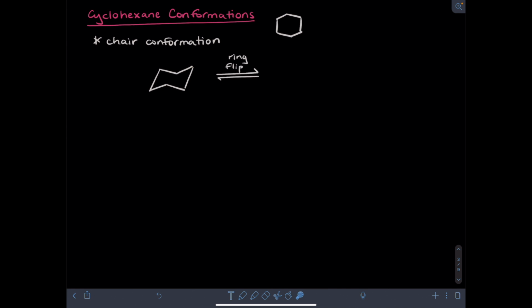Cyclohexane can undergo what's known as a ring flip, and this converts the cyclohexane into the other chair conformation. Notice that in one of these structures, my highest point carbon is on the right, and in the other structure, my highest point carbon is on the left. During and after today's video, I recommend taking a lot of time to practice drawing these chair conformations. It will take a lot of practice.